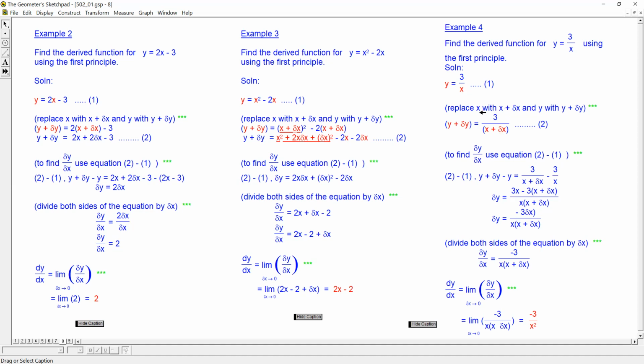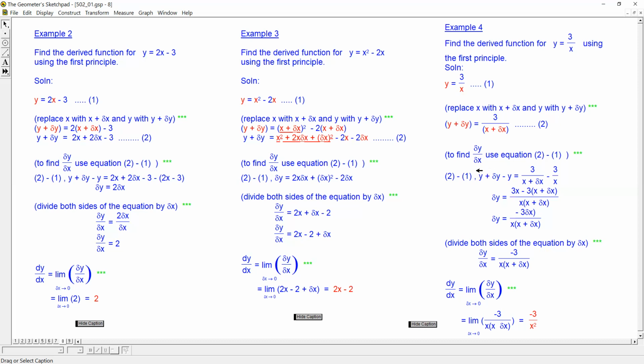Then I replace the x with x plus delta x, y with y plus delta y. So now you see that the x plus delta x goes to the denominator. So this is the second step. So far okay or not? The first step okay or not? Okay, teacher. Then the second step is to use equation 2 minus equation 1.